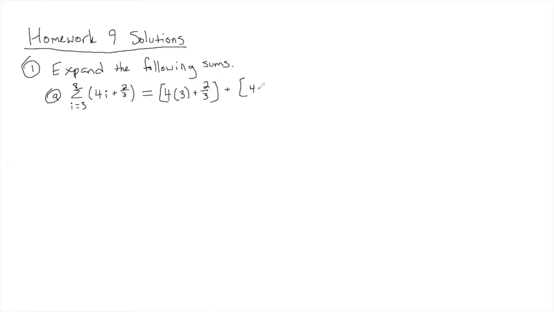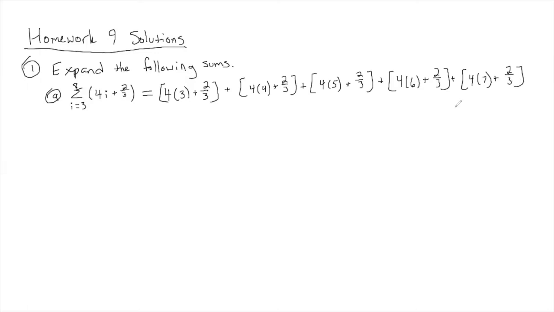Plus 4 times 4 plus 2/3 plus 4 times 5 plus 2/3 plus 4 times 6 plus 2/3 plus 4 times 7 plus 2/3 plus 4 times 8 plus 2/3. And that's it. That's good enough. It just says expand and not to evaluate, not to simplify, nothing. So just take this as it is.